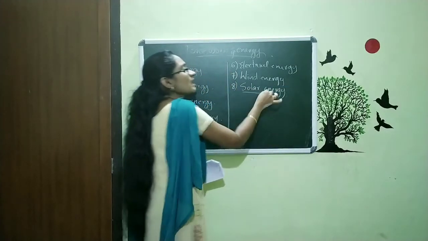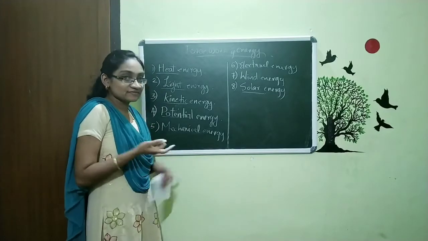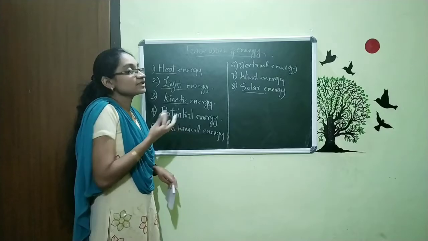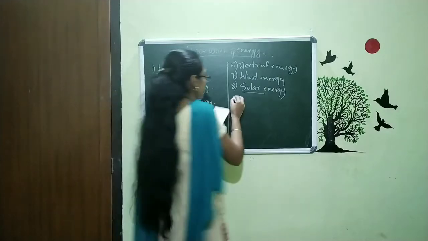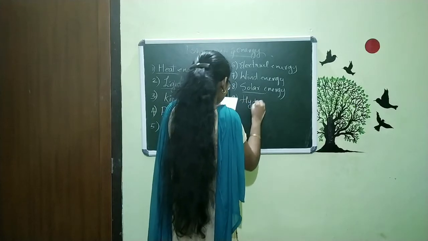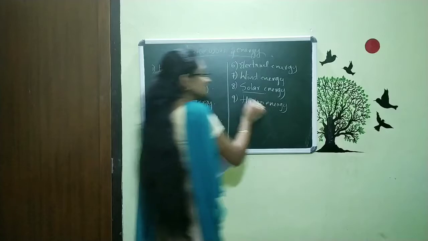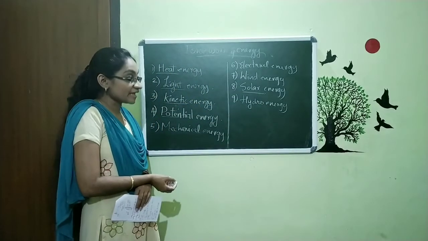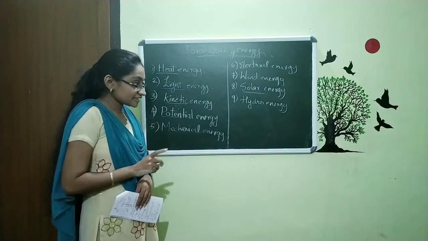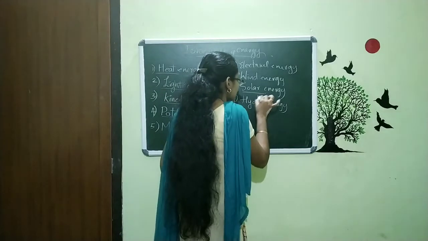What is this solar? Solar means our sun. So the energy that we gain from the sun is what? Solar energy. Now the ninth one is hydro energy. What is this hydro energy? Hydro energy means the energy that is gained from water. This hydro means water.